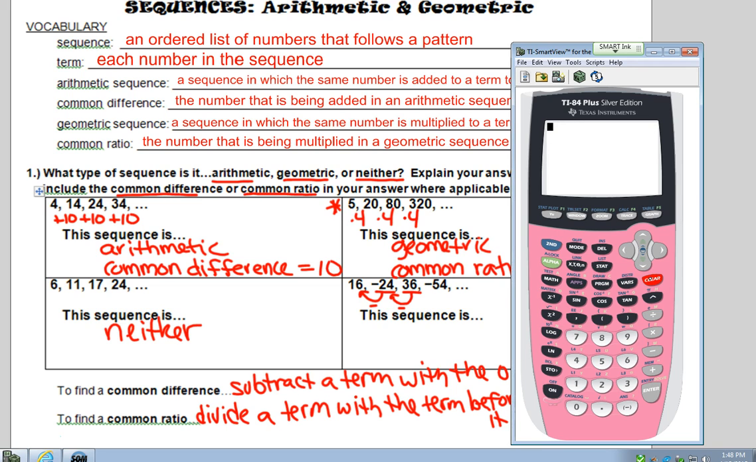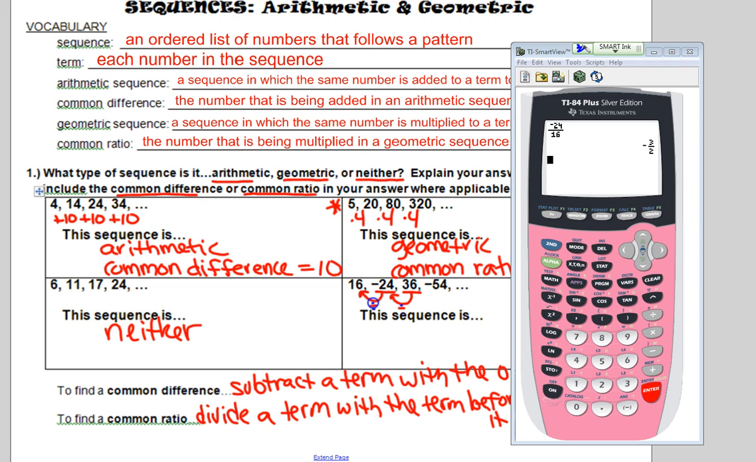Let's try geometric. I have to divide. You can either use the fraction key or you can use the division sign. Does not matter. So it's always the term divided or subtracted by the term before it. So negative 24 divided by 16. So now we're trying dividing. And that gives us negative 3/2.